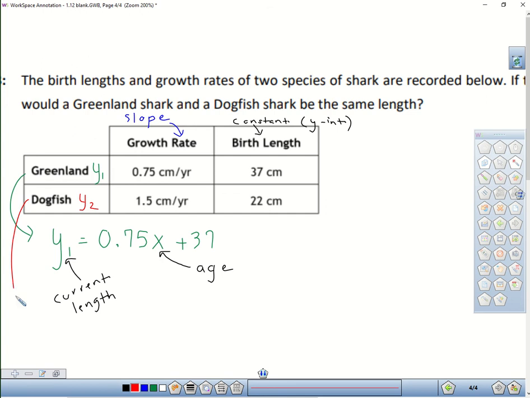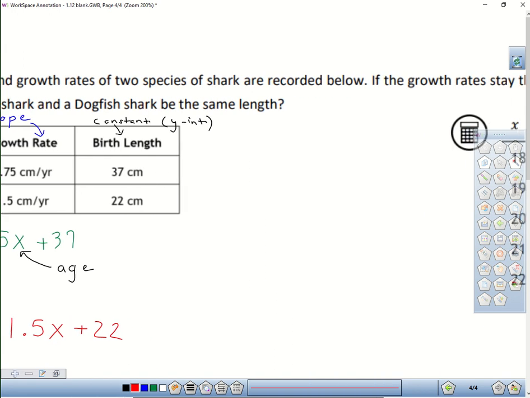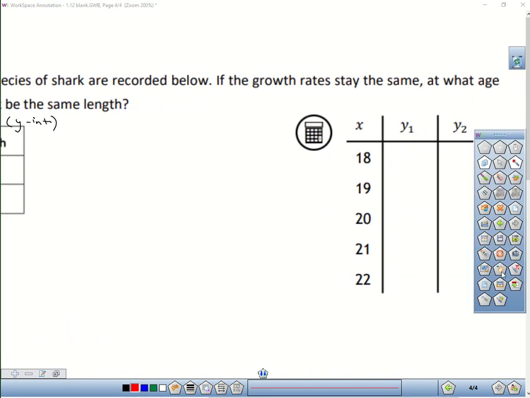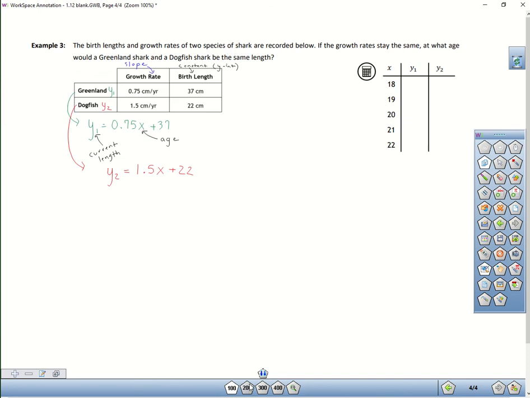And now we'll do the same thing for the dogfish shark. So that's going to be y2 is equal to 1.5 times x plus 22. So now we have linear equations for each type of shark. So now that we have that information, we're looking at our table here, and conveniently our table has given us x values, so we don't have to figure them out.